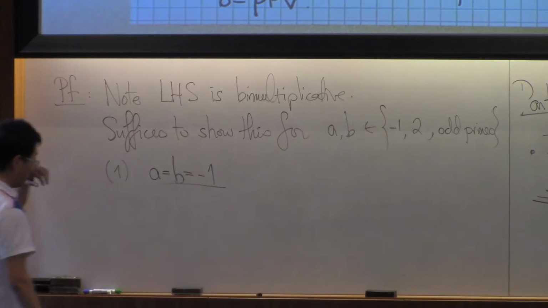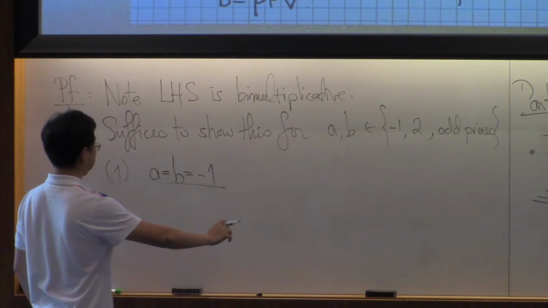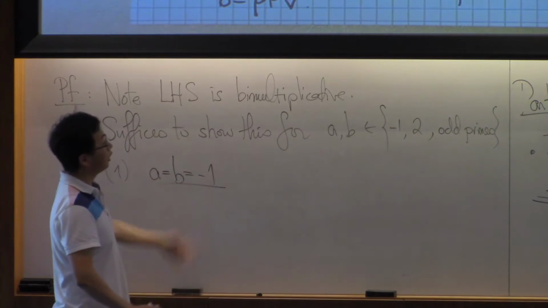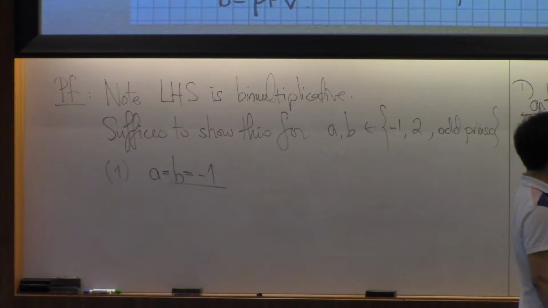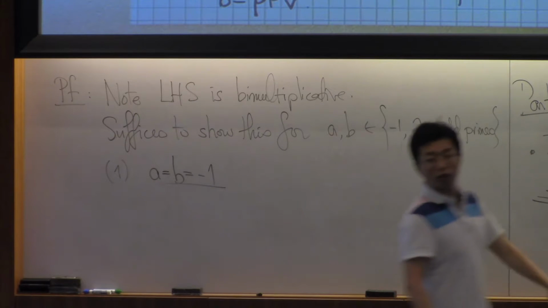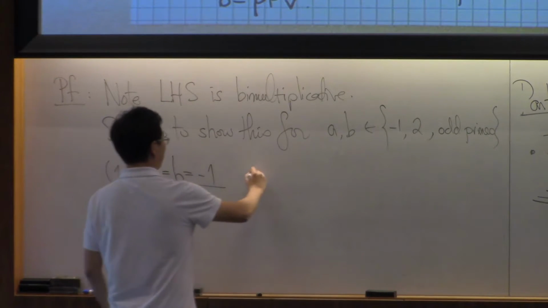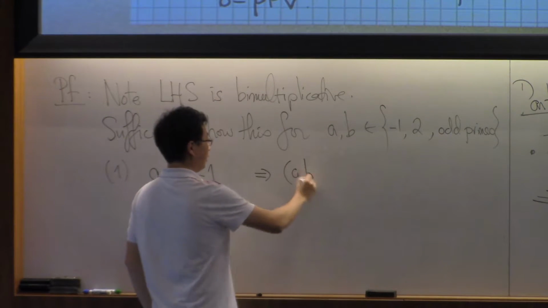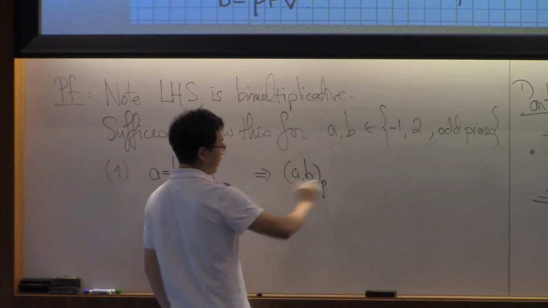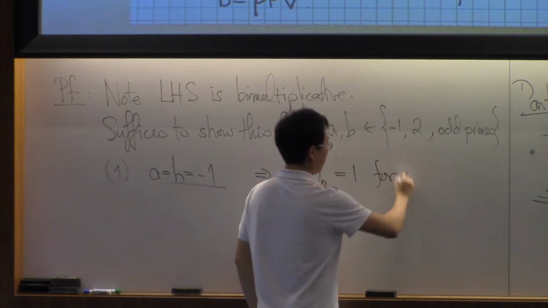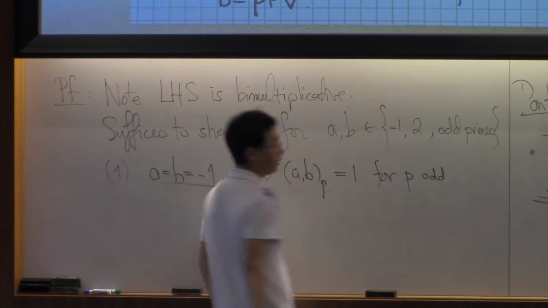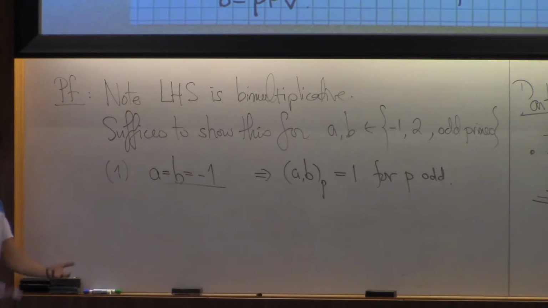Okay. So because of this, for any odd prime number, if A and B are not divisible by P, their corresponding Hilbert symbol is 1. So in this case, if I take the Hilbert symbol at P odd, it's going to be 1. It suffices to check the other two.